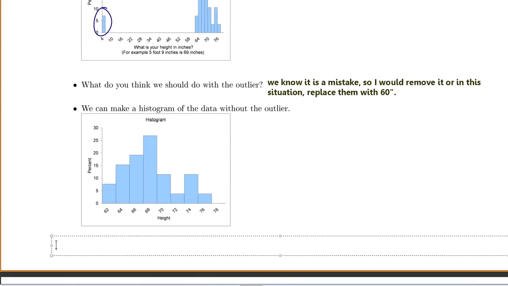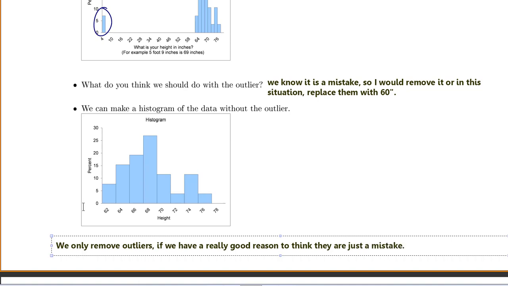Now, it is very important to note that we only remove outliers if we have a really good reason to think they are just a mistake or a typo. Because again, if it's a real data point, it's giving you information about the population, and you can't just delete it without losing information about your population.